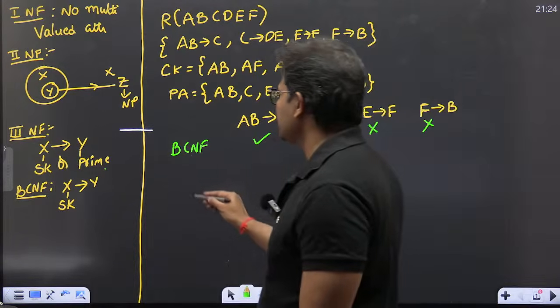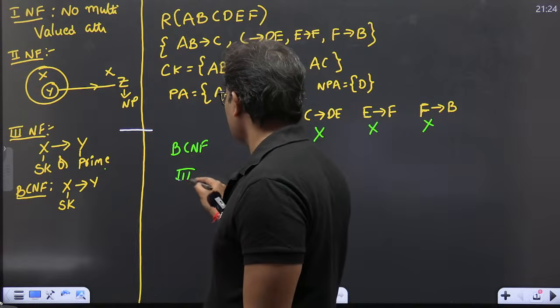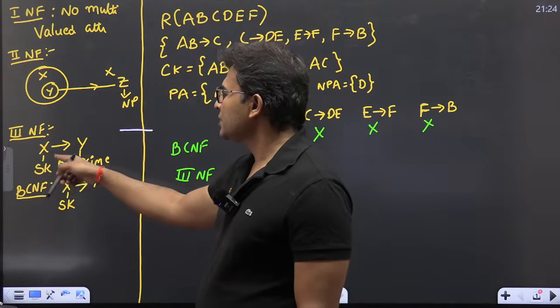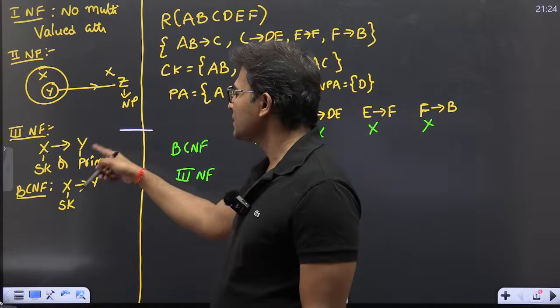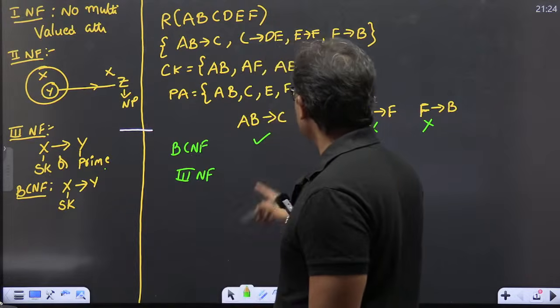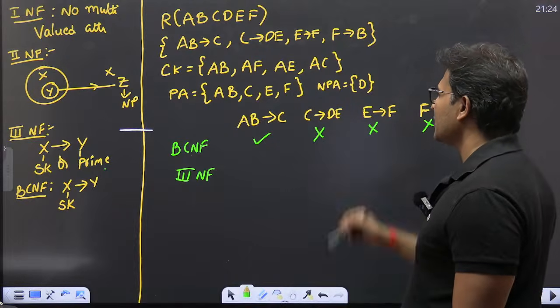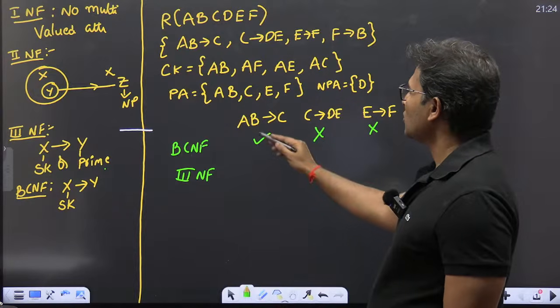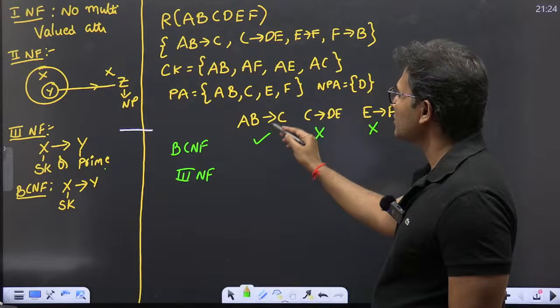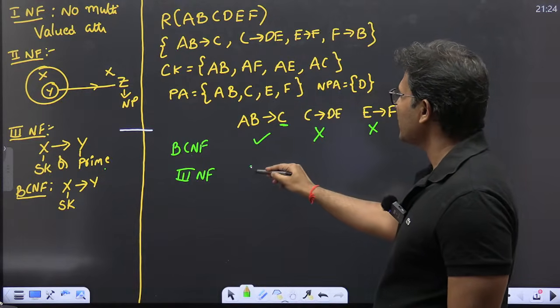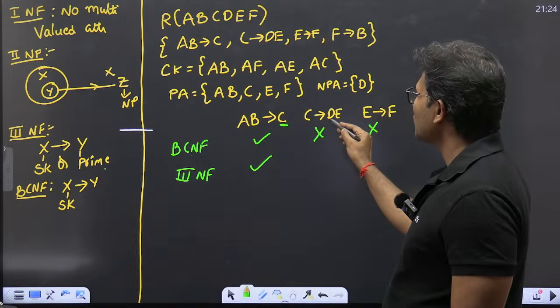So the next thing is third normal form. What is third normal form? Either the left hand side should be a super key or the right hand side should be a prime attribute. If you see this, every right hand side is a prime attribute, only one is not. AB determines C, the right hand side is prime.